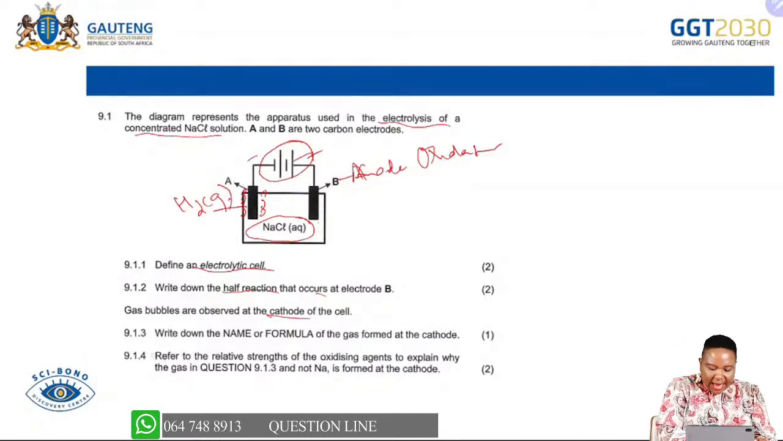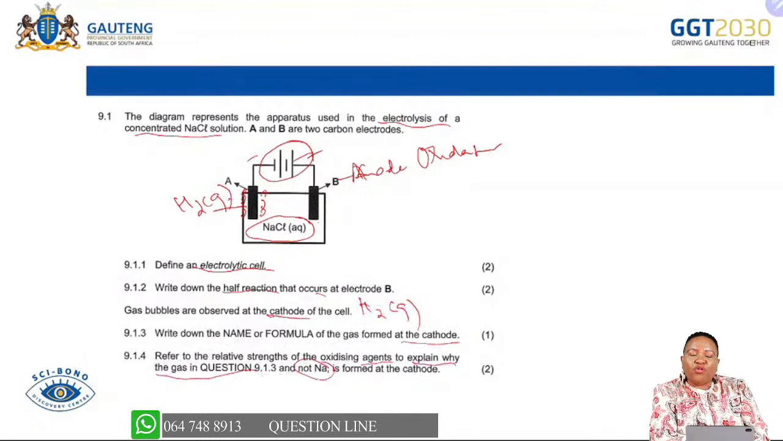So just know it's an answer for you to say if there's a gas bubble at the cathode, it must be hydrogen gas only. Write down the name or formula of that gas at the cathode, and then refer to the relative strength of oxidizing agent. Explain why the gas in question is not sodium that is forming. Here it is in terms of oxidizing and reducing strength.